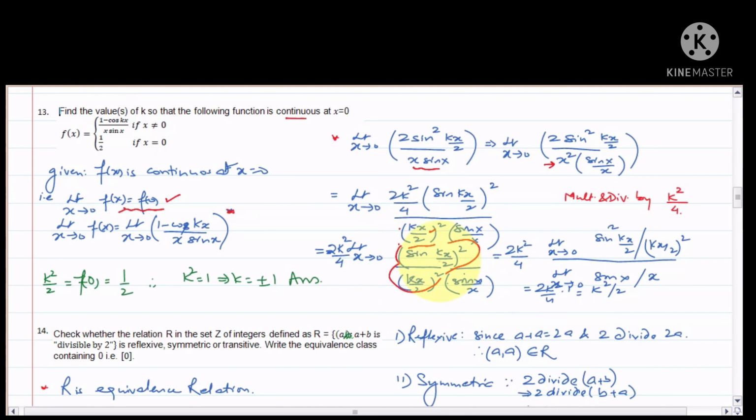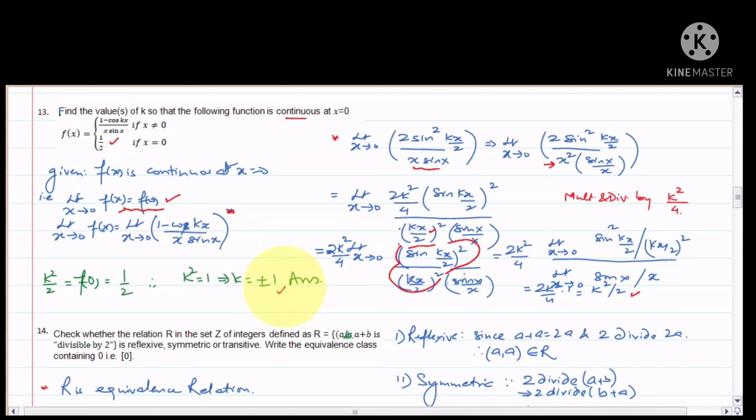Sin x upon x into sin x upon x will become 1, and this will also become 1. So it will yield only the constant value over here, that is 2k square by 4, which is k square by 2. So the function is continuous at x is equal to 0. That means k square by 2 is equal to 1 by 2. So it gives k square is equal to 1. The value of k is plus minus 1.